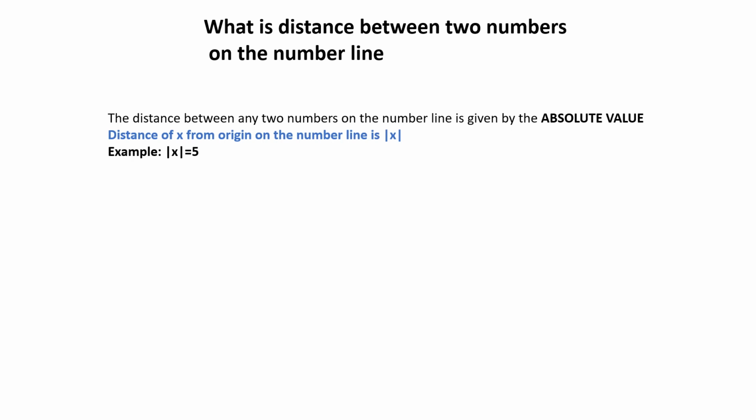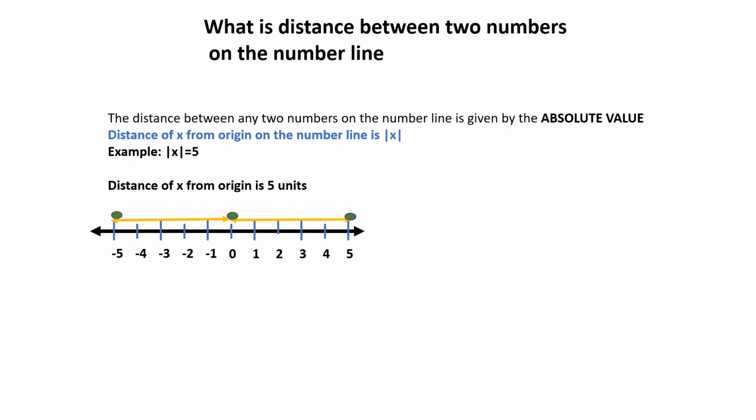So absolute value of x is equal to 5. What does that mean? It means the distance of x from the origin is 5 units. Now, as it is talking about the distance, this distance can be on the left hand side of 0, right? And it could also be on the right hand side of 0. So if this is 5 units here, this is also 5 units here.